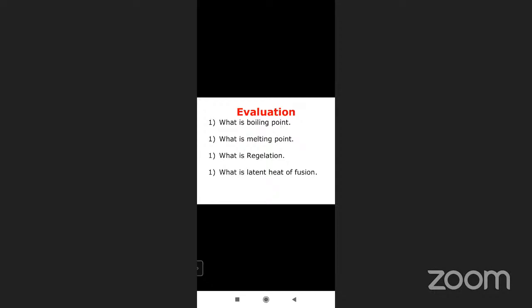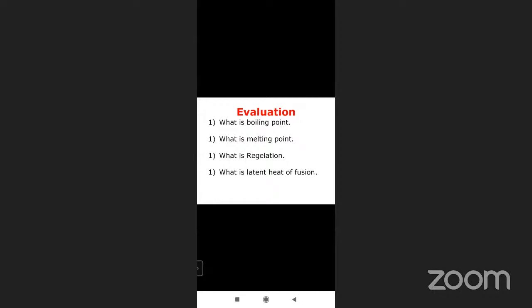First question is, what is boiling point of liquid? Sir, the constant temperature at which the liquid transforms into gaseous state is called the boiling point of the liquid. Okay, very good. Right. So all of you know the answer. The constant temperature at which the liquid transforms into gaseous state is called the boiling point of the liquid. Very good.